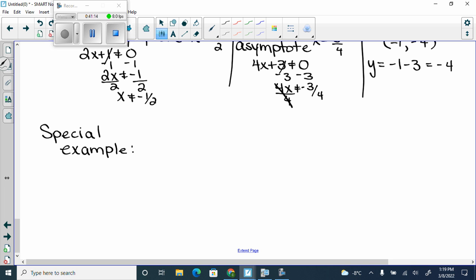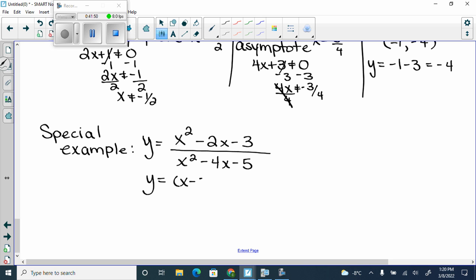Okay? So, we're going to go y equals x squared minus 2x minus 3 over x squared minus 4x minus 5. So the degree of the numerator is the same as the degree of the denominator. We agree? However, they're degree 2 functions. So the first thing you have to do is factor. We do nothing with them until they're factored. If your numerator or your denominator are quadratic, you need to factor them. So I'm going to get x minus 3 and x plus 1 in the numerator, and then x minus 5 and x plus 1 in the denominator.